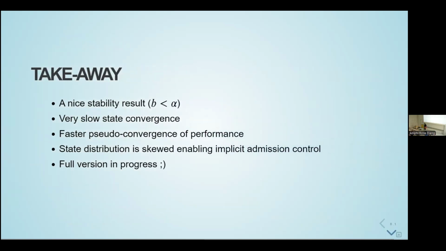So yeah, this is the end of the talk. So the takeaway is we have nice stability results, but we actually realize that stability may not be what we want to study with this model. And actually we want to study pseudo stability and convergence of the performance, which happens at a faster scale than the actual convergence or non-convergence of the system. And we showed with simulation, and we are trying to prove it more rigorously right now, that you have a skewed distribution of station rates that allows an implicit admission control. The full version is not available yet, but it's in progress.